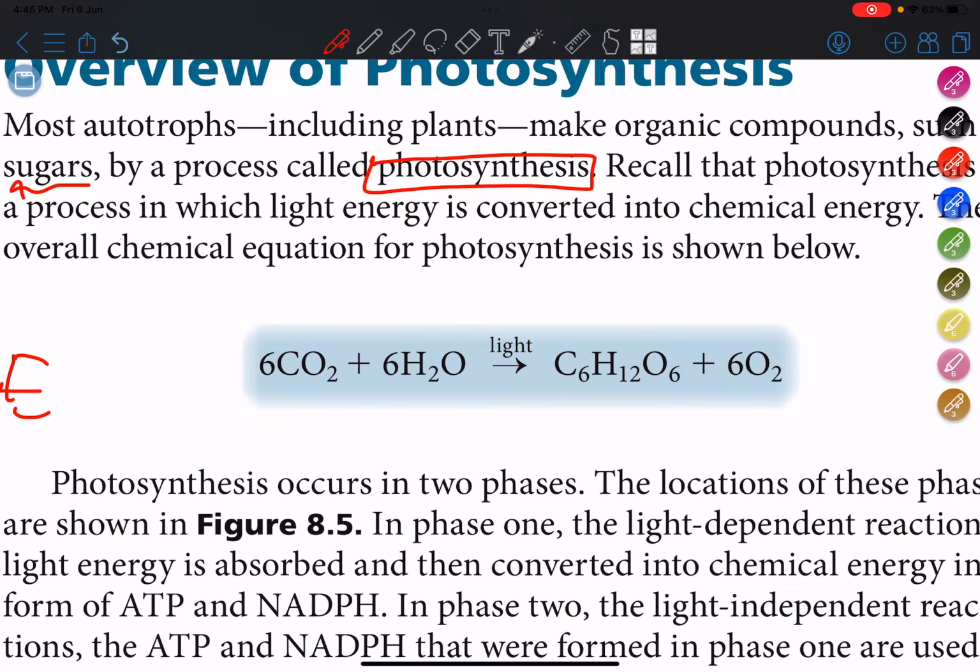We said that the reactants for photosynthesis were carbon dioxide, and we used 6 carbon dioxide molecules, 6 water molecules, with light, of course, and that gives us the product, which is 1 molecule of glucose. This is the molecular formula for glucose, and 6 oxygen molecules.